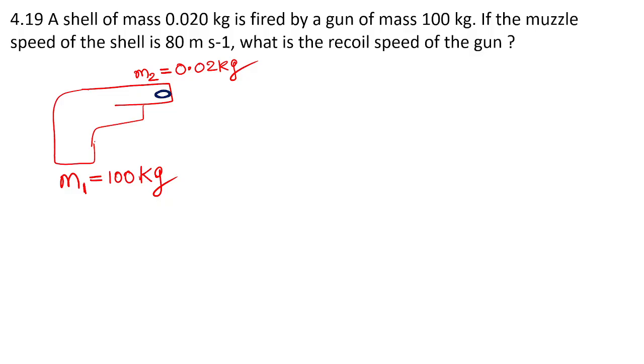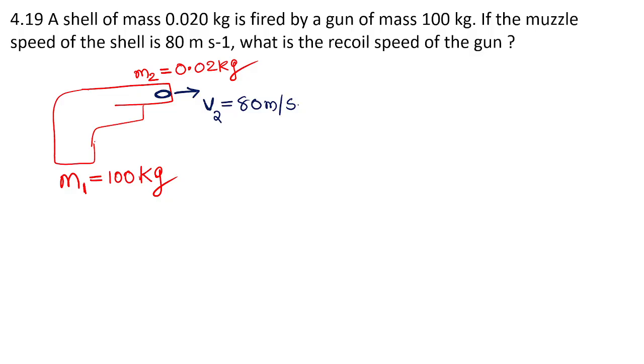If the muzzle speed of the shell, the speed of the shell means the speed of the bullet. Understood? The bullet is fired from the gun. The bullet is moving with a velocity, let me use the letter V2, at a speed of 80 meters per second. V2 is the velocity of the bullet. M2 is the mass of the bullet.